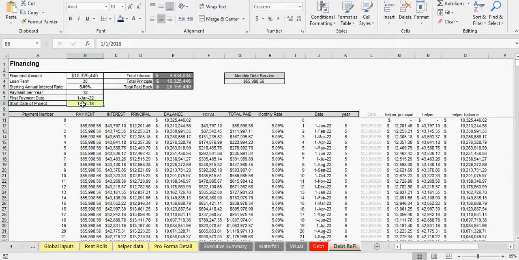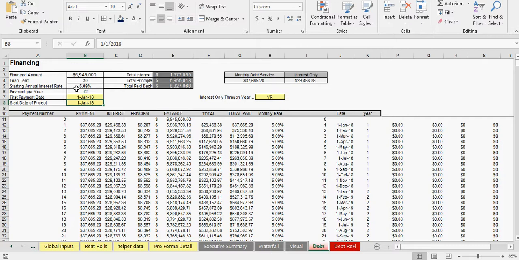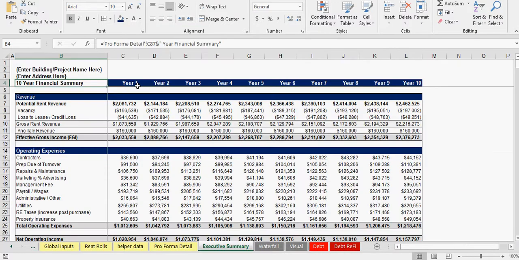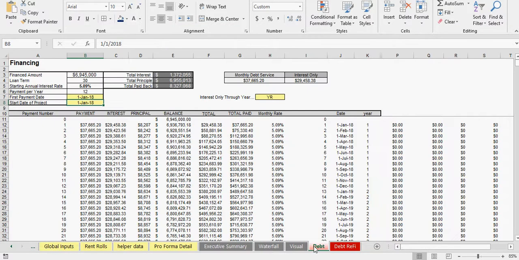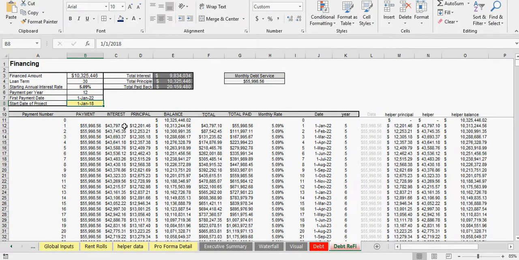So the start date of the project, this 1/1/18, should always match this one here, and these are just arbitrary numbers for this, so that's fine. But just make sure, and actually, I don't think it.